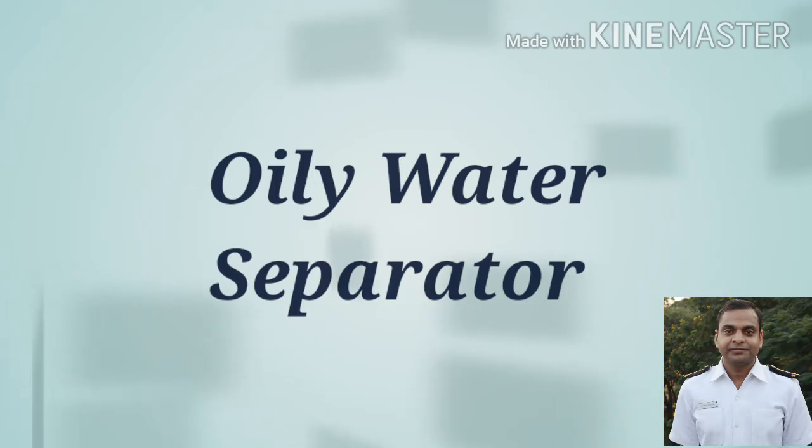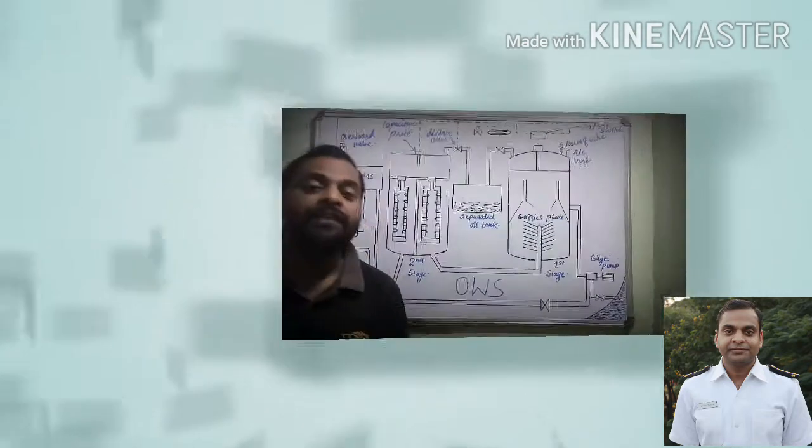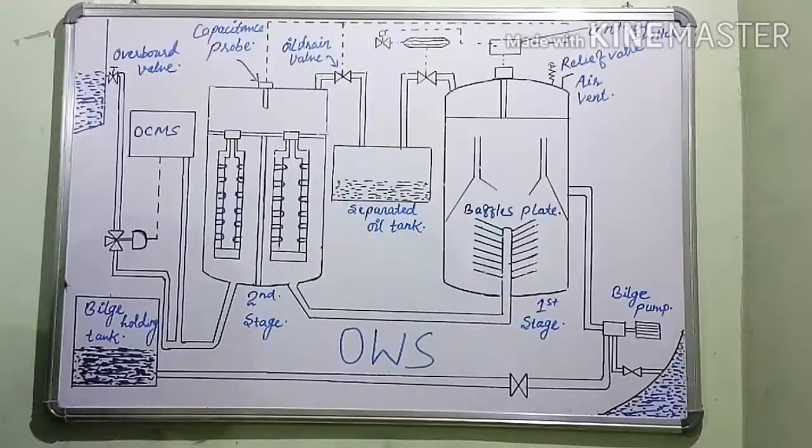Today we are going to discuss one of the most important auxiliary machines operated by the chief engineer on board ships, that is the oily water separator. In today's lecture we are going to discuss the functions of the oily water separator, the construction of oily water separators, and the most important thing, the rules and regulations made as per Annex MARPOL regarding the oily water separator. So without wasting much time, let's discuss our lecture.